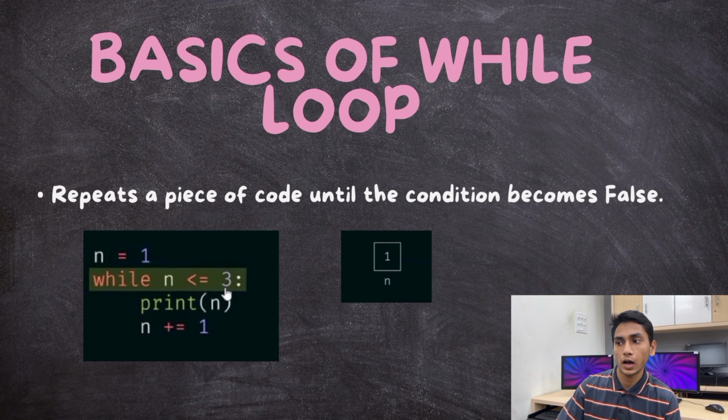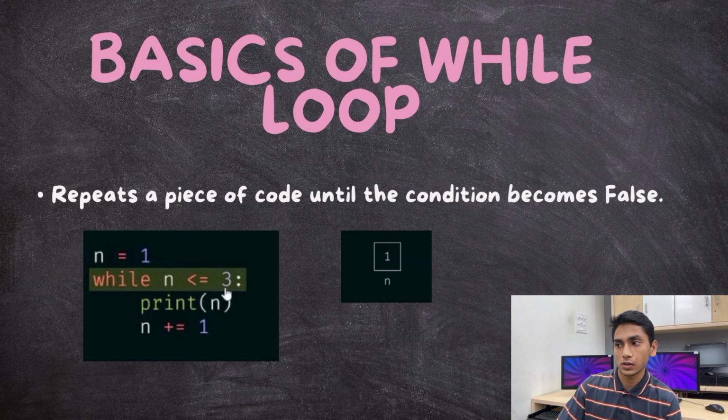Inside the while loop, I have two statements. First is print n, which we will use to print the value of n. And second is an increment line, n plus equals 1, which means n is incremented by 1.